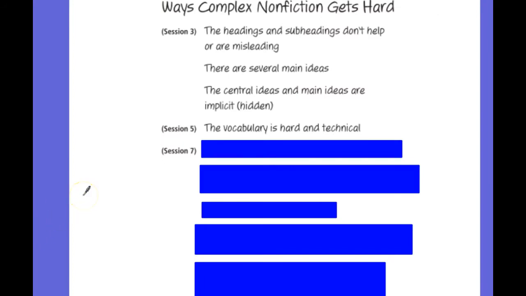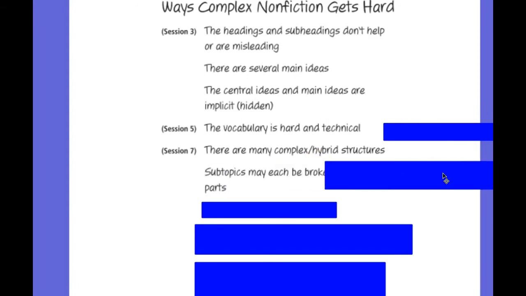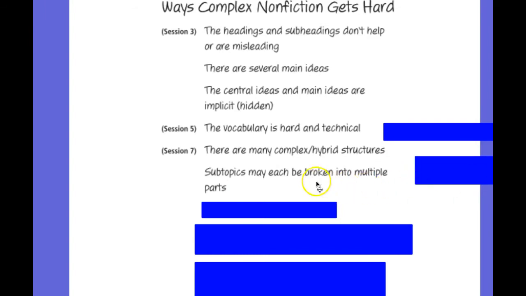Okay, boys and girls, I actually hope you paused. So here's things. This is a summary of what we have learned so far. In session 3, we talked about headings and subheadings being misleading, several main ideas, central ideas and main ideas being implicit or hidden. In session 5, we talked about the vocabulary being hard. We worked on morphology. Now in 7, there are many complex hybrid structures, meaning they use multiple structures within the same text, like the last one we looked at.